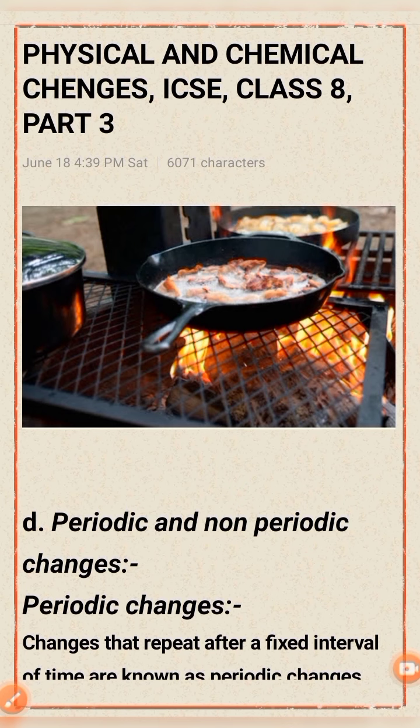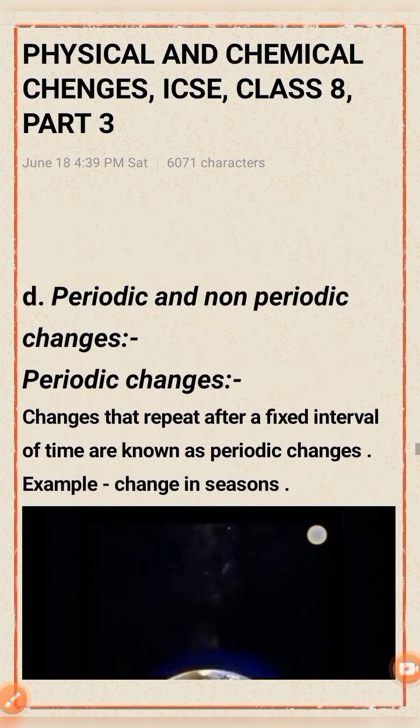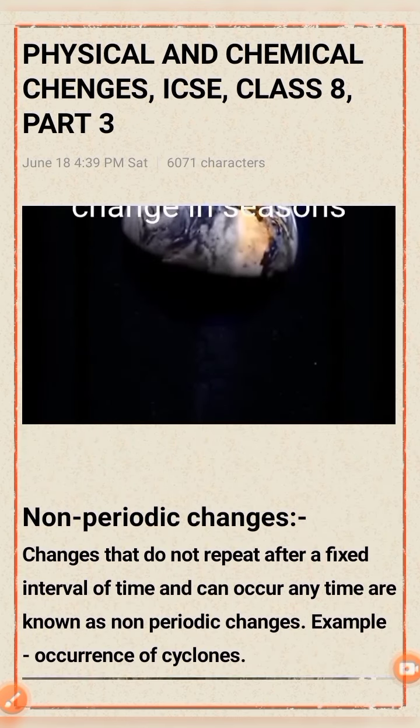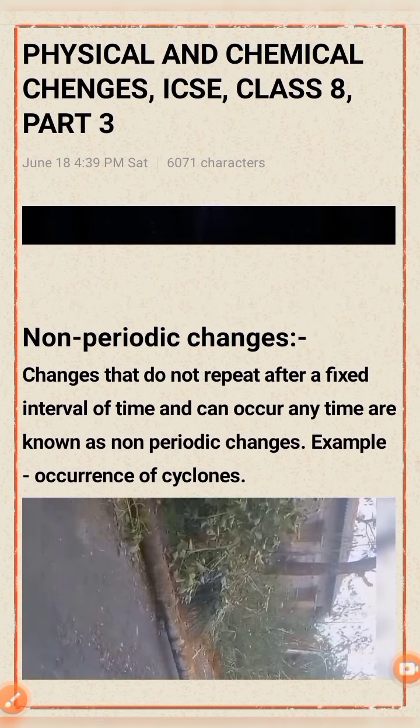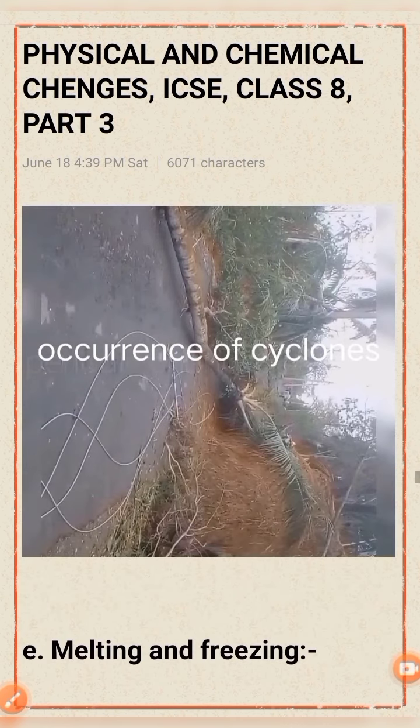Next difference, periodic and non-periodic changes. Periodic changes: changes that repeat after a fixed interval of time are known as periodic changes. Example, change in seasons. Show the video of change in seasons. Next, non-periodic changes. Changes that do not repeat after a fixed interval of time and can occur anytime are known as non-periodic changes. Example, occurrence of cyclones. Show the video of occurrence of cyclones.